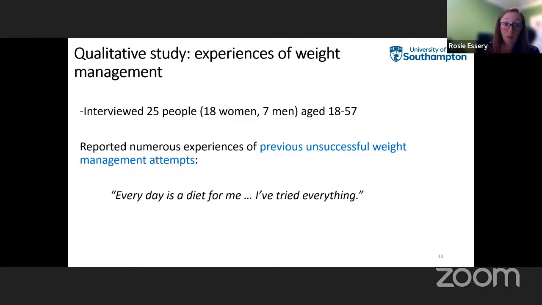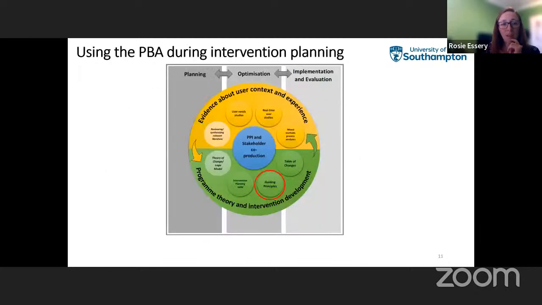So for that reason, the team conducted a qualitative interview study with 25 adults who'd made previous weight management attempts. And one of the key findings from this work was that these individuals commonly reported lots of frequent unsuccessful weight management attempts, and also a real sense that nothing really worked for them, and they were quite despondent that anything would work going forward. So that's obviously just one of the key messages, but this qualitative work gave some really important insight into the context and specific behavioural needs of Power's target users.